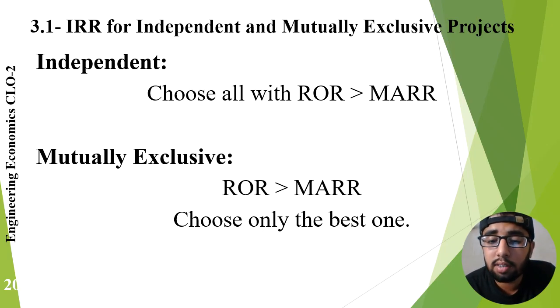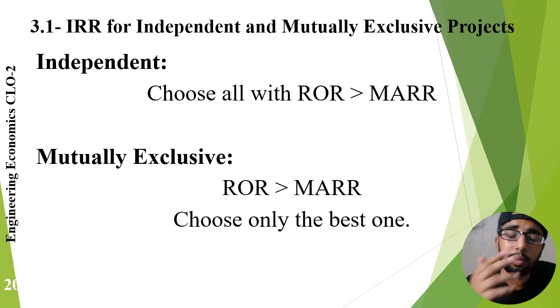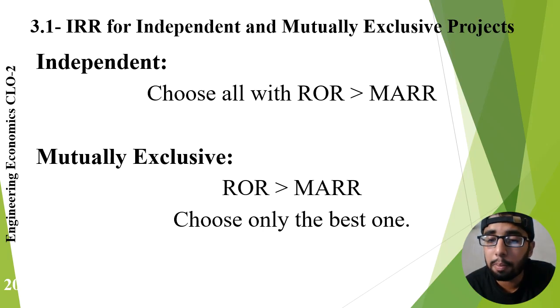For independent projects, all projects with IRR greater than MARR can be accepted because they are not compared with each other. For mutually exclusive projects, only one of the alternatives can be selected. In such cases, we compare alternatives and choose the best option. Project managers face this situation frequently when deciding between different technology, equipment, or production methods. Engineering economics provides the framework needed for these comparisons.